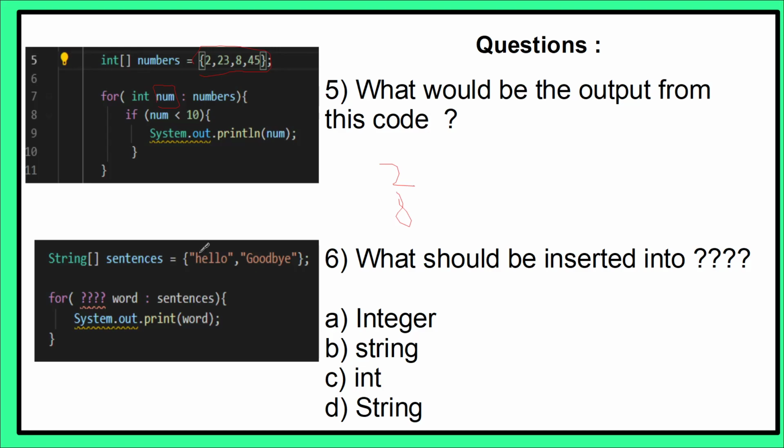Next one, number 6, what would be inserted into the question marks? Again, if we look here, we have sentences, that's our array, and then we're going to put them into our variable. And if we look, we need to do a data type of that. So the data type must match the data type in our array, which is a string. So it can't be A and C. And then it could be B or D, but if we look at B, it's lowercase, and string has to be uppercase because it's a reference type.